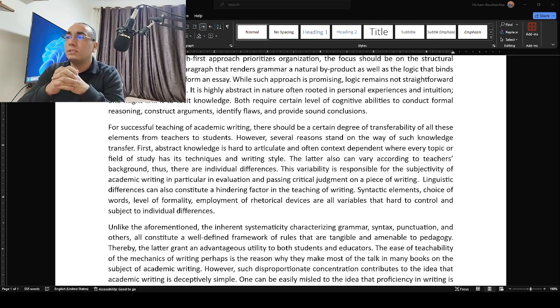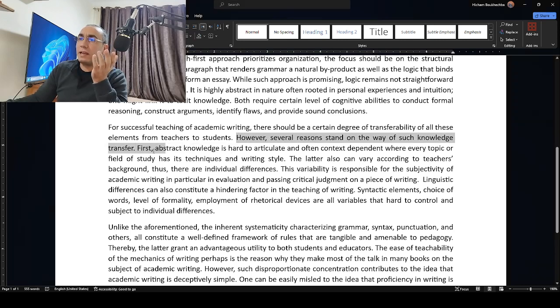However, several reasons stand in the way of such knowledge transfer. Now, if I can criticize myself, I would say this: I don't like this paragraph. This sentence seems not very academic.